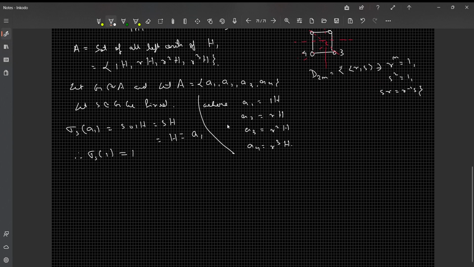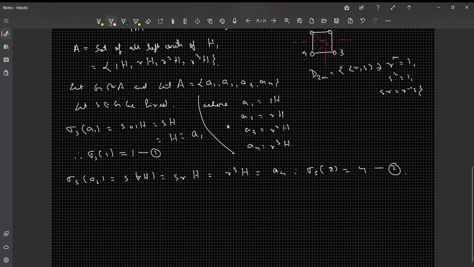Clear? Similarly, what is sigma S of A2? A2 is the left coset RH. So this is SRH. Clear? If you use the property, then SRH is nothing but R cube H. Okay. R cube H is A4. Therefore, sigma S of the index 2 is nothing but 4. So let this be 1. Let this be 2.